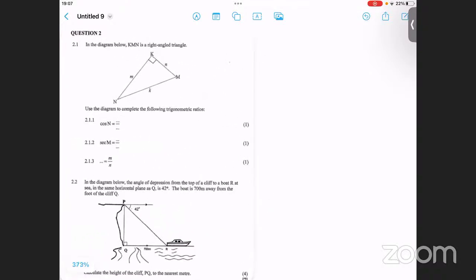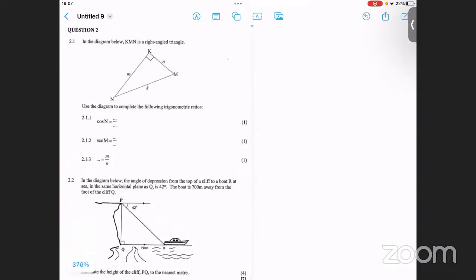So, maybe let's check question number 2.1, which says: in the diagram below, KMN is a right angled triangle, and you are advised to use the diagram to complete the following trigonometric ratios. So let's go for 2.1.1. What did you get as your answer for that one? Whoever has an answer, you can just go for it or mention your name, or we'll see how to work it out.